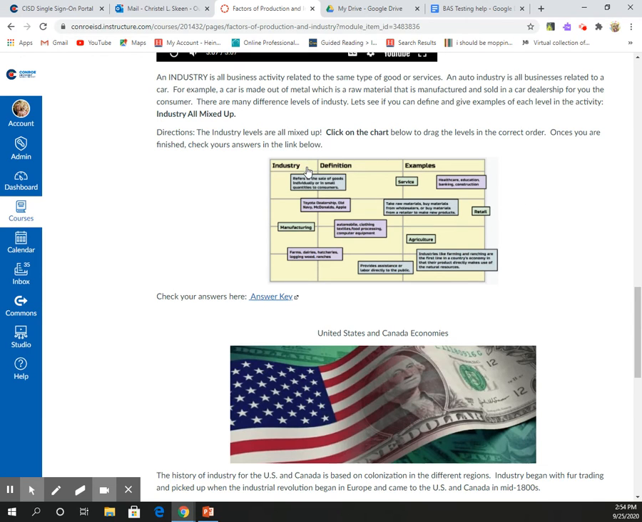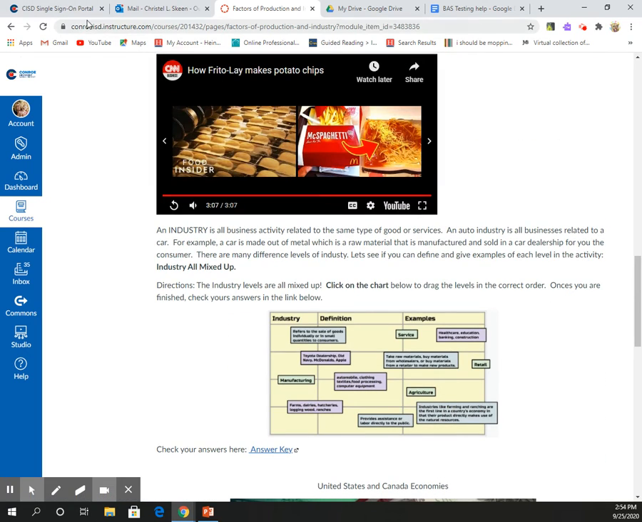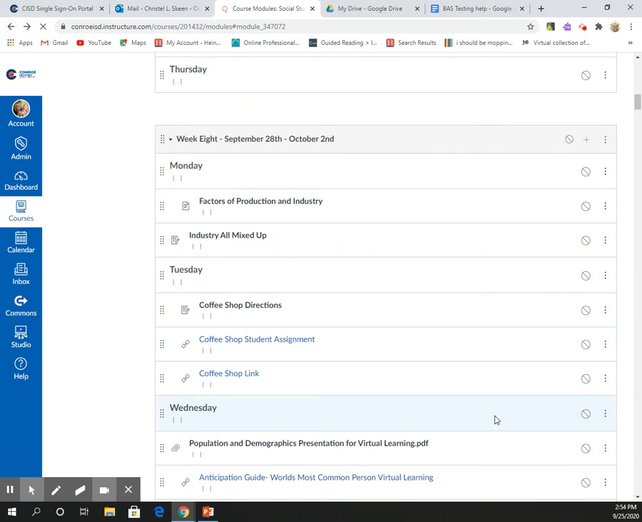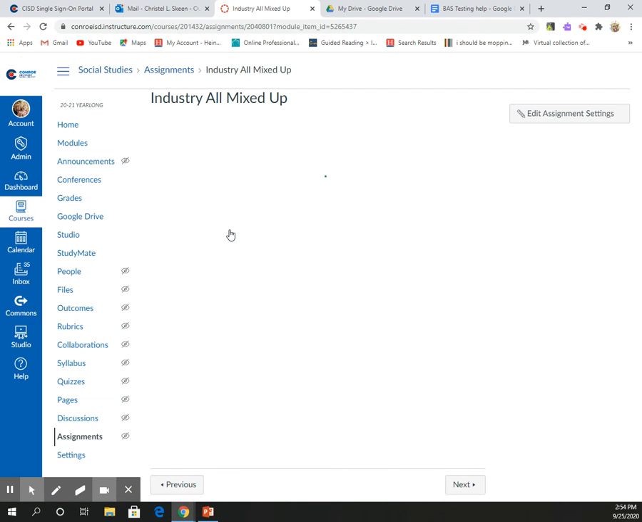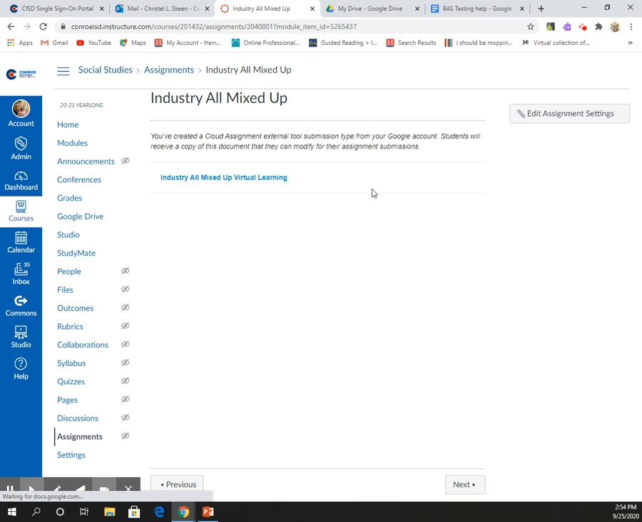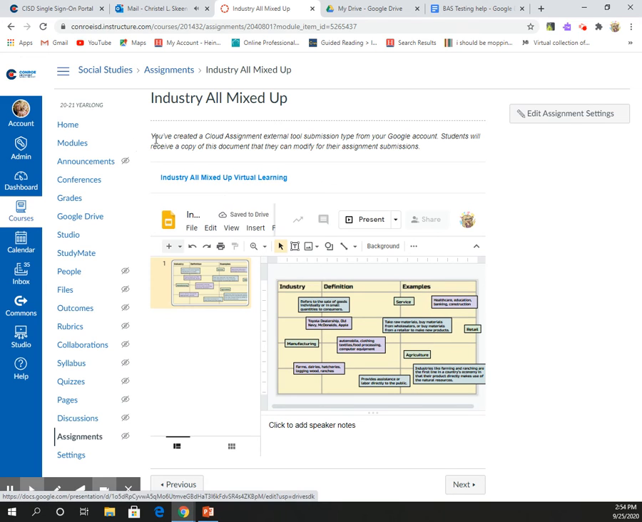Okay, so the industry levels are all mixed up. So you're about to have this chart here, and you are going to click on the chart and drag the levels in the correct order. Once you're finished, you can check it with the answer key, okay? So I'm going to show you where that is. If we go back off of this page, you'll notice there is the industry all mixed up right here, and you'll click on it. Then you're going to fix it all back up and submit it to your teacher.